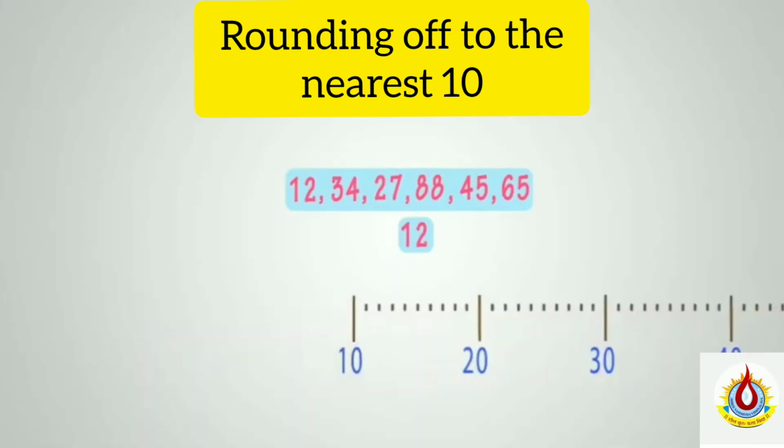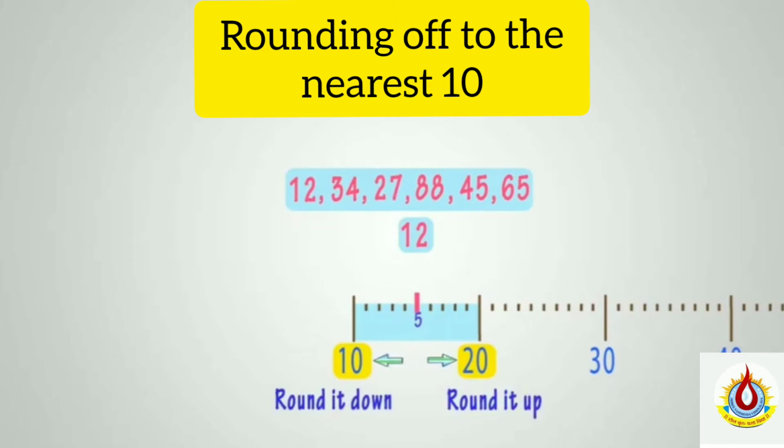Let us see with an example. Let us take the number 12. See the number line. Where can you fit 12 in the number line? It is between 10 and 20. What do you think, students? It should be rounded up or rounded down. Remember the rule. We have a 5 mark midway between two tens. If a number is above the 5 mark, we round it up, and if it is below the 5 mark, we round it down. Here 12 is below the 5 mark, so we round it down to 10.